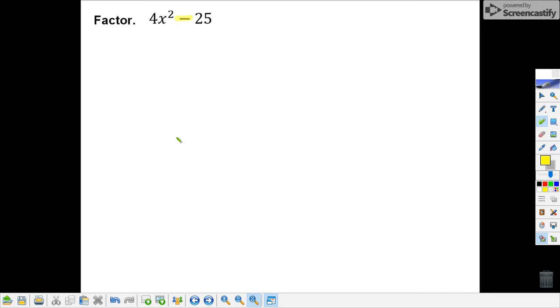Okay, so we're good there. As long as it's subtracting, it could be a difference of perfect squares. And then the third thing is you look to see if the numbers, the coefficients, are perfect squares. Okay, you know something's a perfect square if you can take the square root of it. So with the 4, square root of 4, I get a 2, so I get a whole number. 25, square root of 25 is 5, so I get a whole number. So we're good. They are both perfect squares.